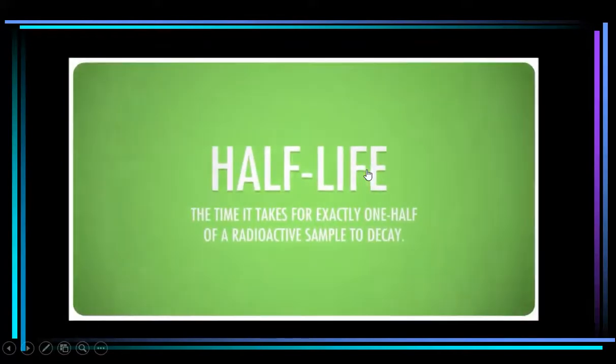Probably the most important thing to learn is how much of the product is being made and how fast. Now, you've heard of half-life. It's the measurement that tells us just that: the time it takes for exactly 1/2 of the sample to decay. Different nuclei have different half-lives.